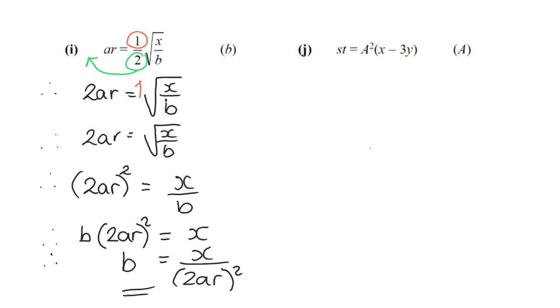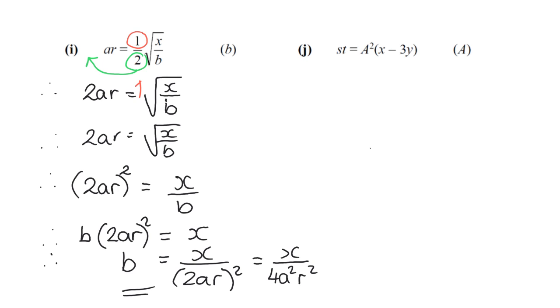Much like the previous examples, if you wanted to, you could expand the bracket on the bottom there. This is 2ar times 2ar, so that's 4a squared r squared, but it's an additional step that we really don't need to do, though it might match the answer at the back. If you get to x over bracket 2ar all squared, then you're absolutely fine. There's no need to take that extra step.